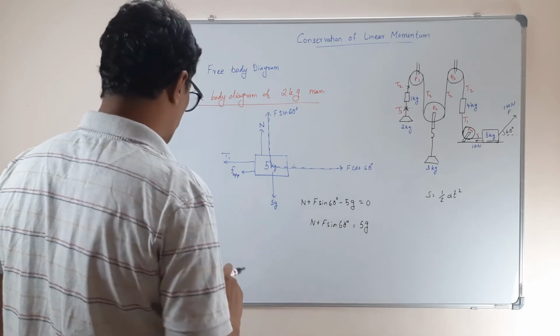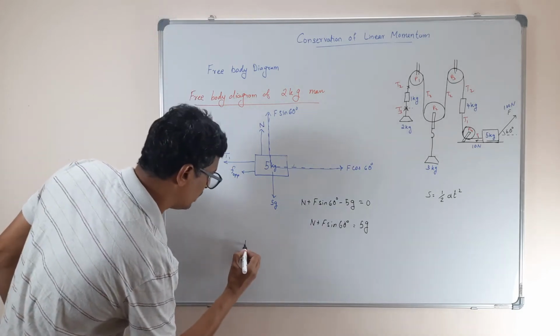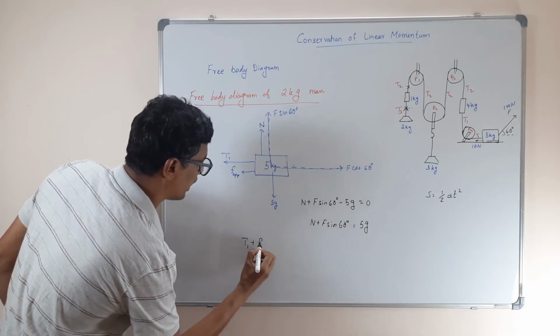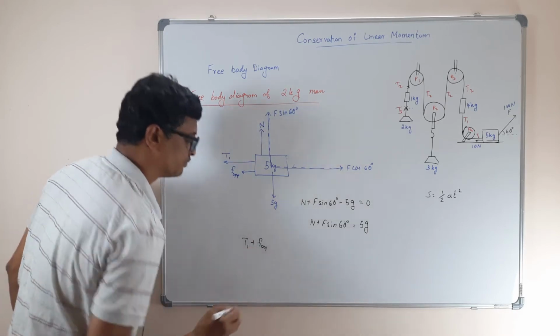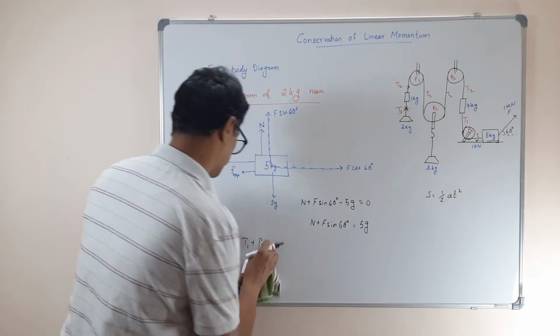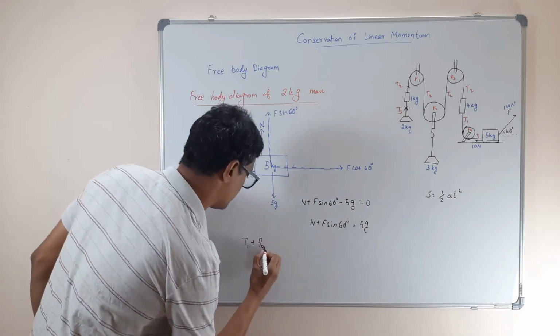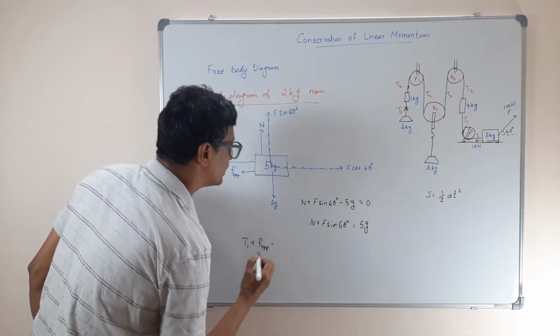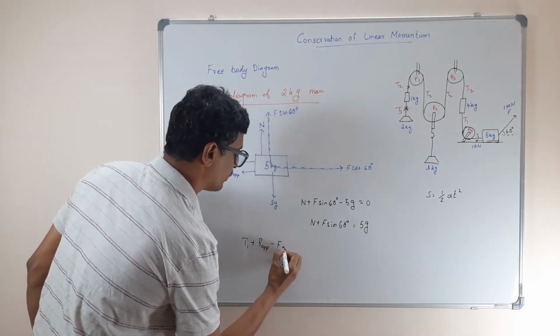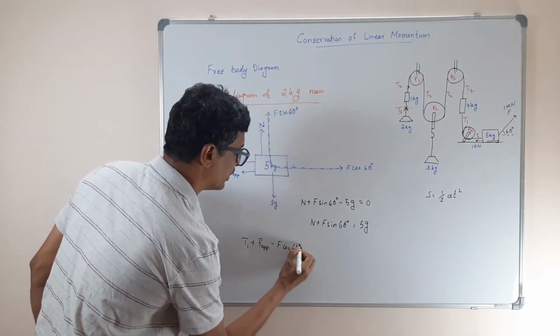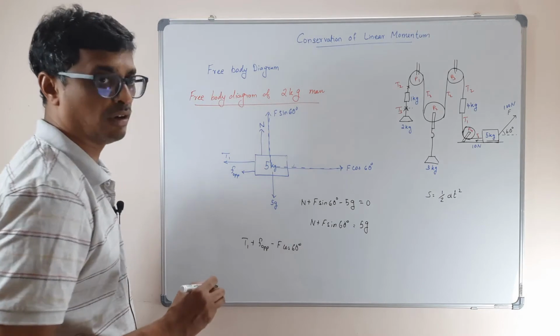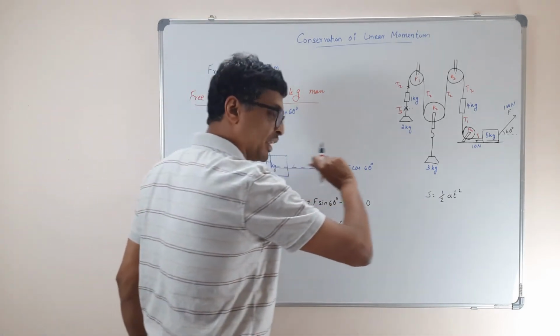So what are the forces we have? T1 plus F opposite force. Correct. Minus F cos 60 degrees. Actually, we wrote it wrong because there's acceleration happening on this side.